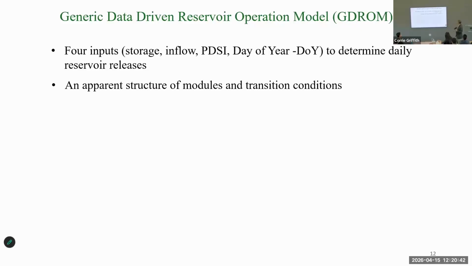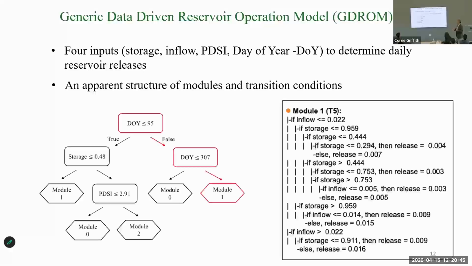And then we also use an apparent structure of modules under transition conditions. I will not talk about the techniques because they were published a couple of years ago. But I just want to say, based on long-term data, we can derive an apparent structure of reservoir operation. Simply speaking, we can write an if-then rules text file, and then we could incorporate the text file into other routines.